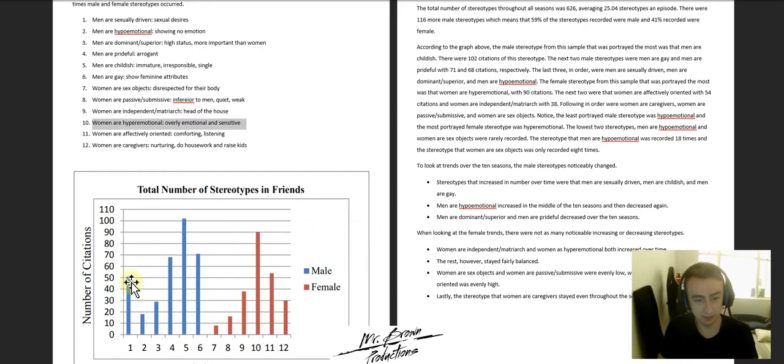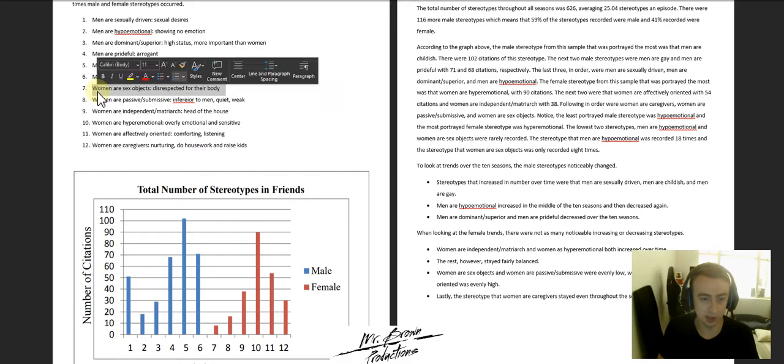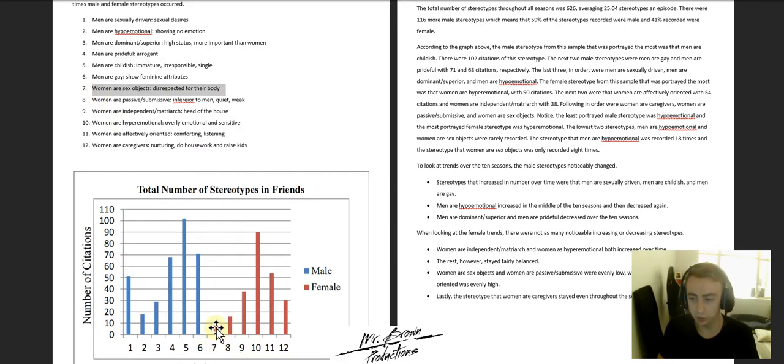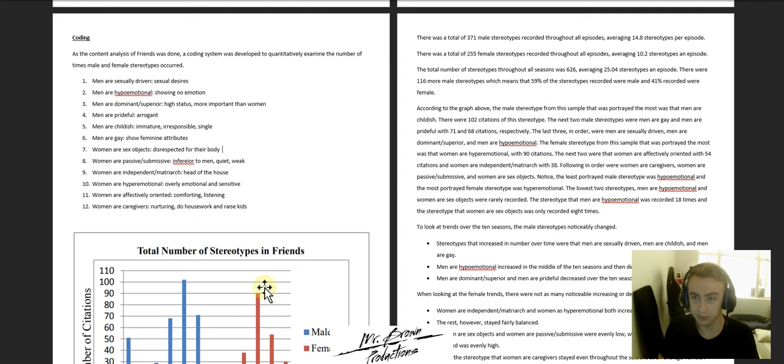Now you can see here that males, according to this study, were typically more stereotyped than women, but it's still interesting to see what's the top, I guess, and the most prevalent versus what's the least prevalent. So if we look at 7, women as sex objects, that was a low gag type in Friends for females, and for males, number 2, men not showing emotion, is here. So interesting to note those kinds of things as well.